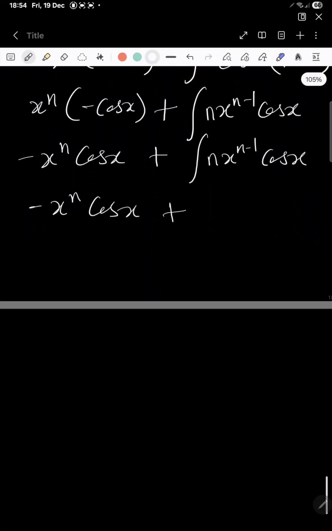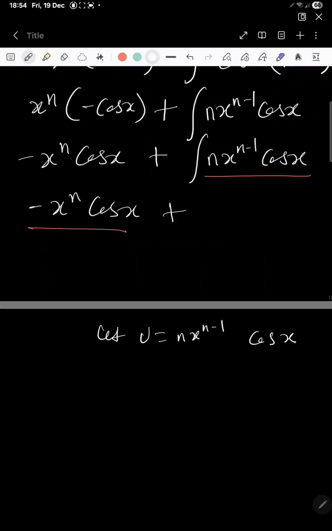So keep it. I want you to keep it. Don't forget. Let me even underline it. You keep this one. We are going to integrate this one by parts again. So integrating that by parts again, we are going to say that let u be equal to n x to the power n minus 1, and then our cos x like that, which is our dv. So our dv is equal to cos x, in other words.